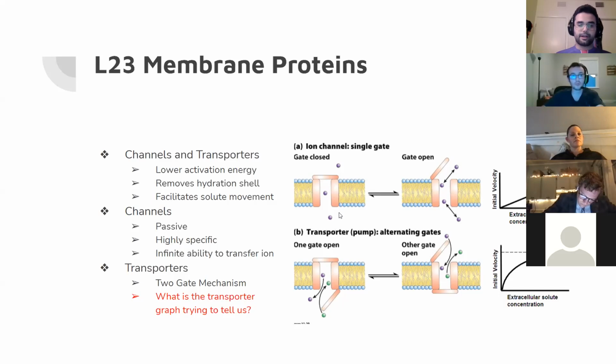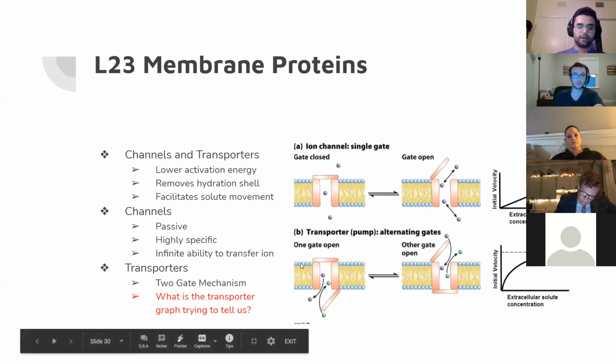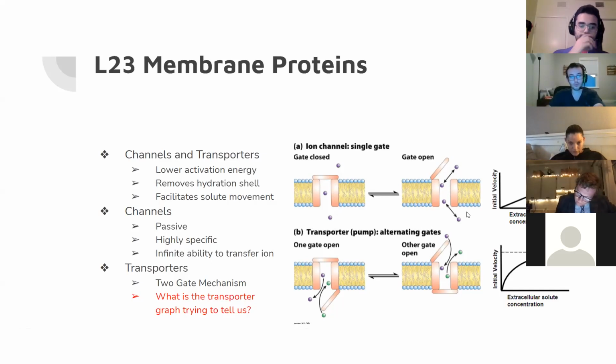So we have a picture of what an ion channel looks like right here. It's basically a gate, okay? It opens, it closes. That's it. Our transporters actually have a 2-gate system, okay? So you're going to see that we can open one gate first and then open the other gate. And that's how it goes.